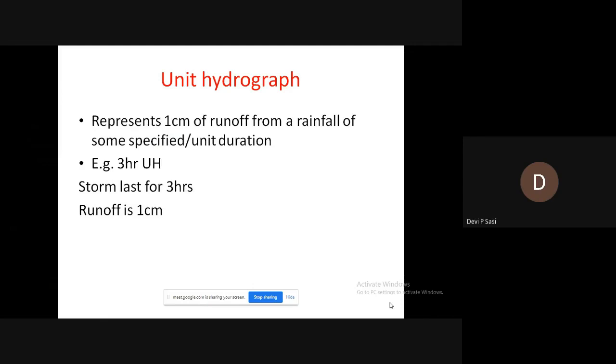In the next class, we can learn about the assumptions, some limitations, and uses of unit hydrograph. Okay? Thank you.